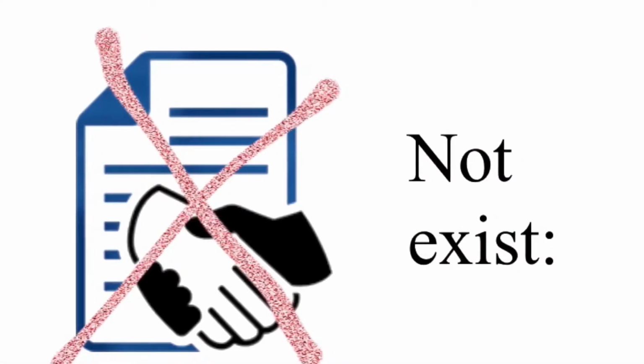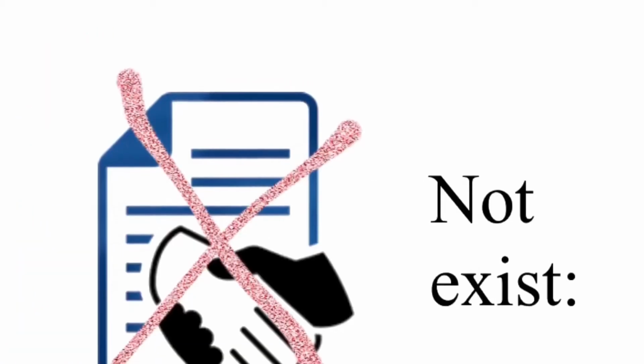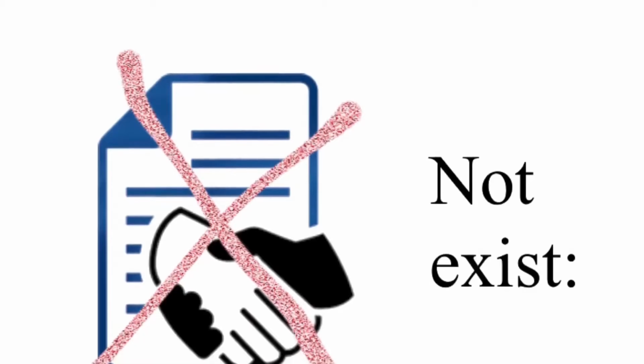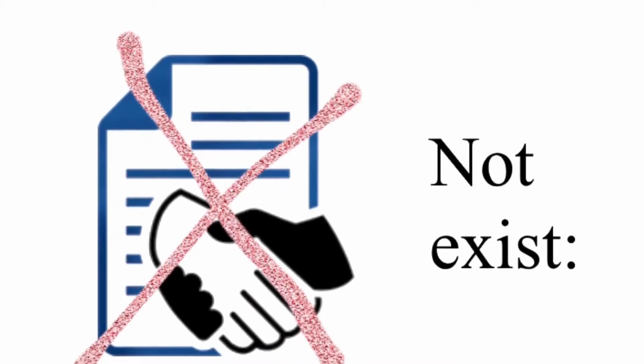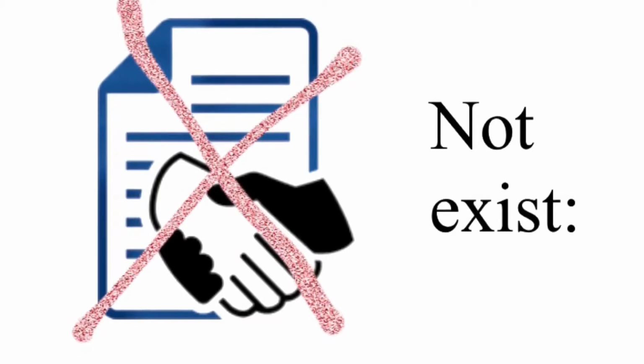The contract doesn't exist if the following reasons apply: if neither the seller nor the customer has performed any obligations under the contract, and if both the seller and the customer can terminate the contract without penalty.